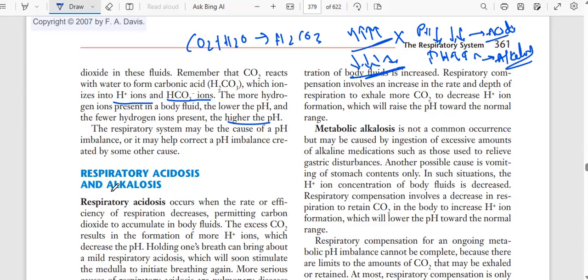Okay, it is very important. You have to remember that. Understood here? Again, I am explaining. So basically, what is pH? pH is nothing but per hydrogen.